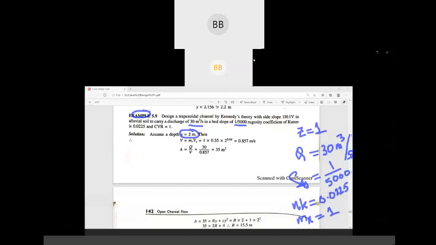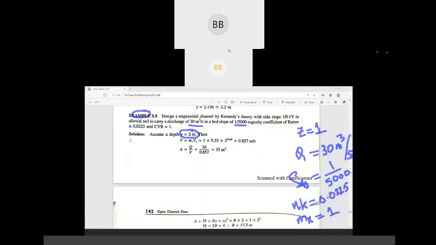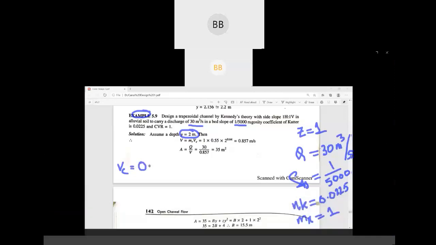I think we have already written the steps, so you can follow step by step. Okay. The first step, we have to assume a depth. So in first case here, we have assumed 2 meter. Okay. In the next step, we need to find out the velocity. What is the equation for velocity? It is 0.55 multiplied by mr. This is nothing but your critical velocity ratio multiplied by y to the power 0.64.